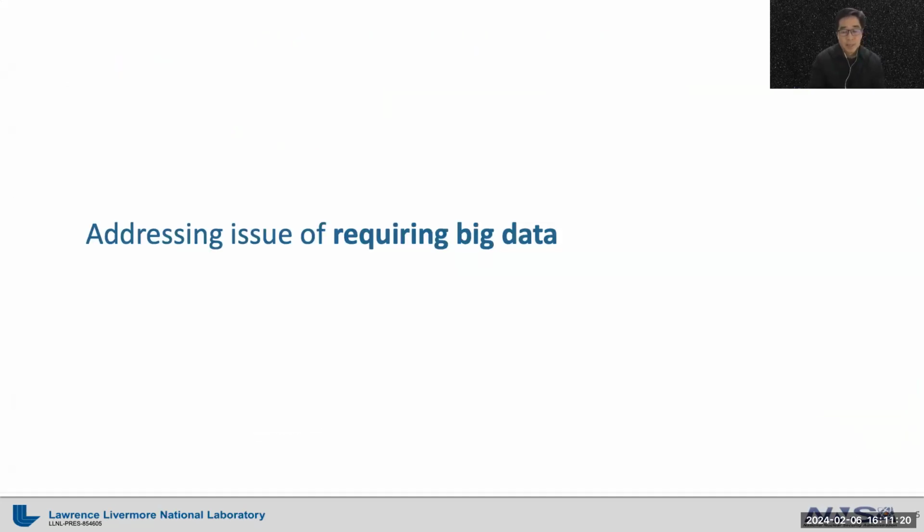All right, as I promised, let's try to address the issues posed by the black box data-driven approach, which I described in previous slides. Let's take a look at them one by one and try to address them. The first issue is requiring big data.